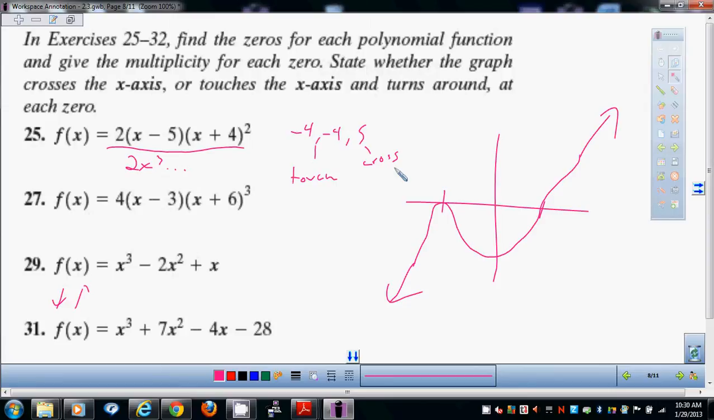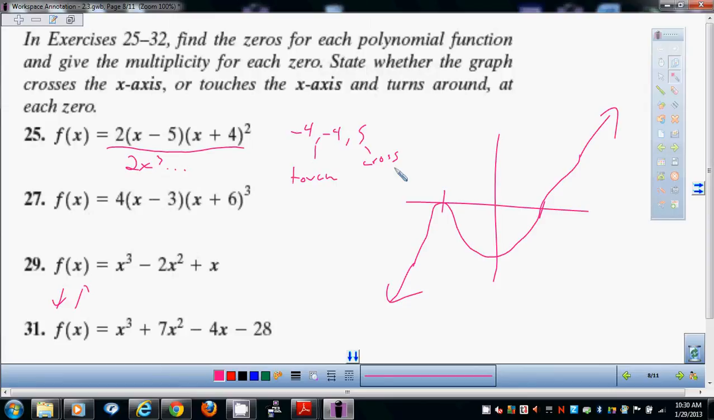If it occurs an even number of times, see this occurs twice. If it had occurred 4 times, it would be a touch, or 6, or 8, or whatever, it would be a touch. Anytime it occurs an odd number of times, it's a cross. So like here, what are my zeros? 3 and negative 6 3 times. Now even though this one occurs multiple times, they'll both be crosses because they both occur an odd number of times. And that's really all you have to do for that. So it would be 3, negative 6, negative 6, negative 6, cross, cross. They both cross. And that's all you have to write there.